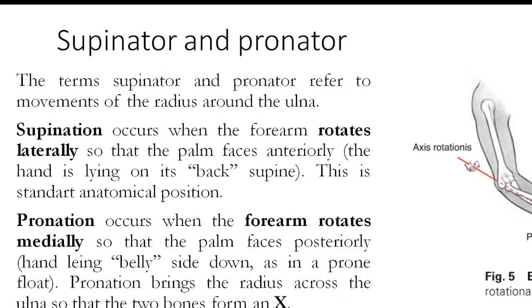Pronation occurs when the forearm rotates medially, so that the palm faces posteriorly. The hand is lying belly side down, as in a prone float. Pronation brings the radius across the ulna so the two bones form an X. What you see, this is an X. This is rotational movement of the hand.